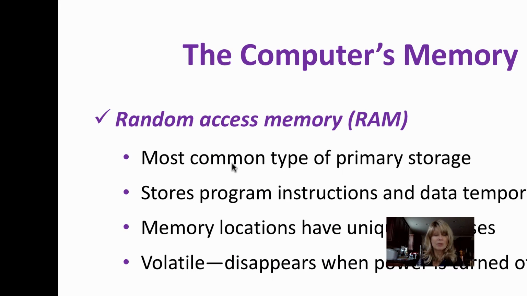So RAM is the most common type of primary storage, and it's temporary. Memory locations have unique addresses. Every place in memory, in both RAM and in long-term storage, has a location. All systems are a little different, but there's like a table that keeps track of the location, and the location then takes you to the actual data.